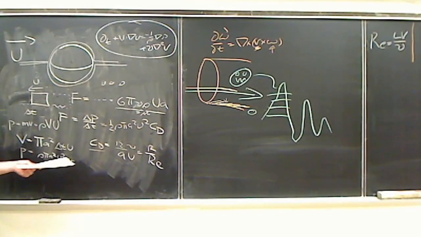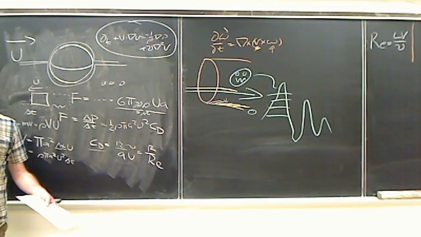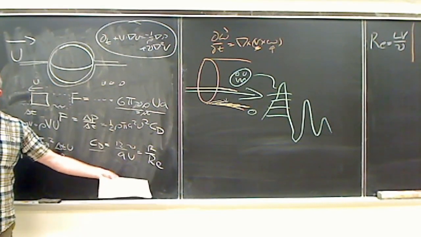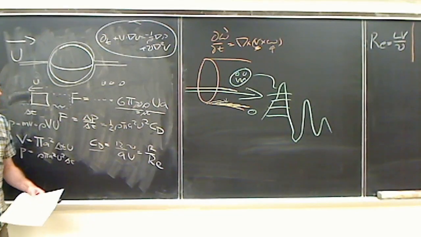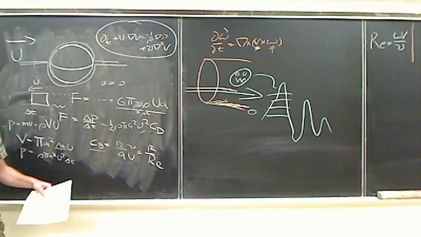So what this says is the drag coefficient should go like 1 over the Reynolds number. That's intriguing. The faster it goes, the drag coefficient should go down a little bit, but drag still goes like velocity squared. So the drag is going up, but the drag coefficient is going down.